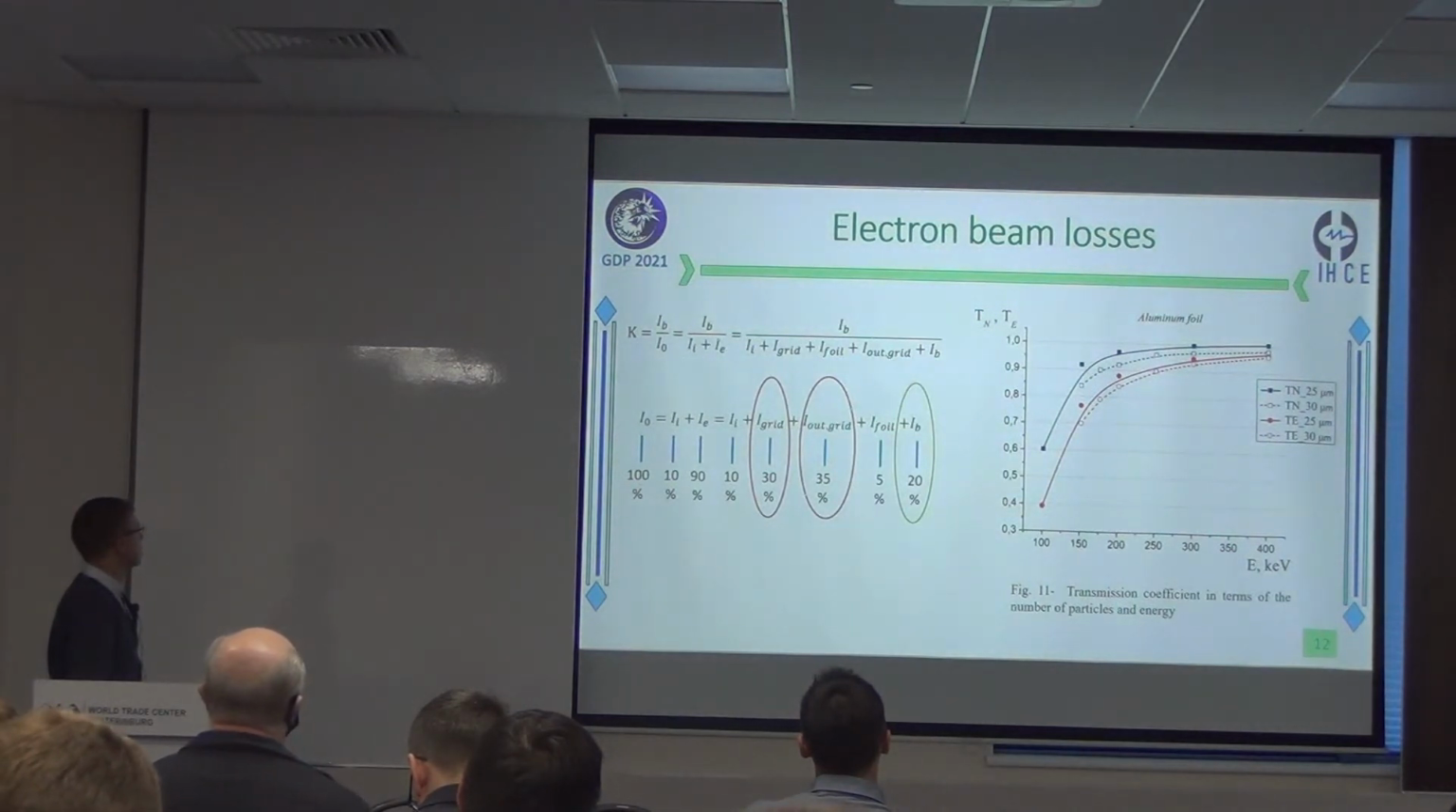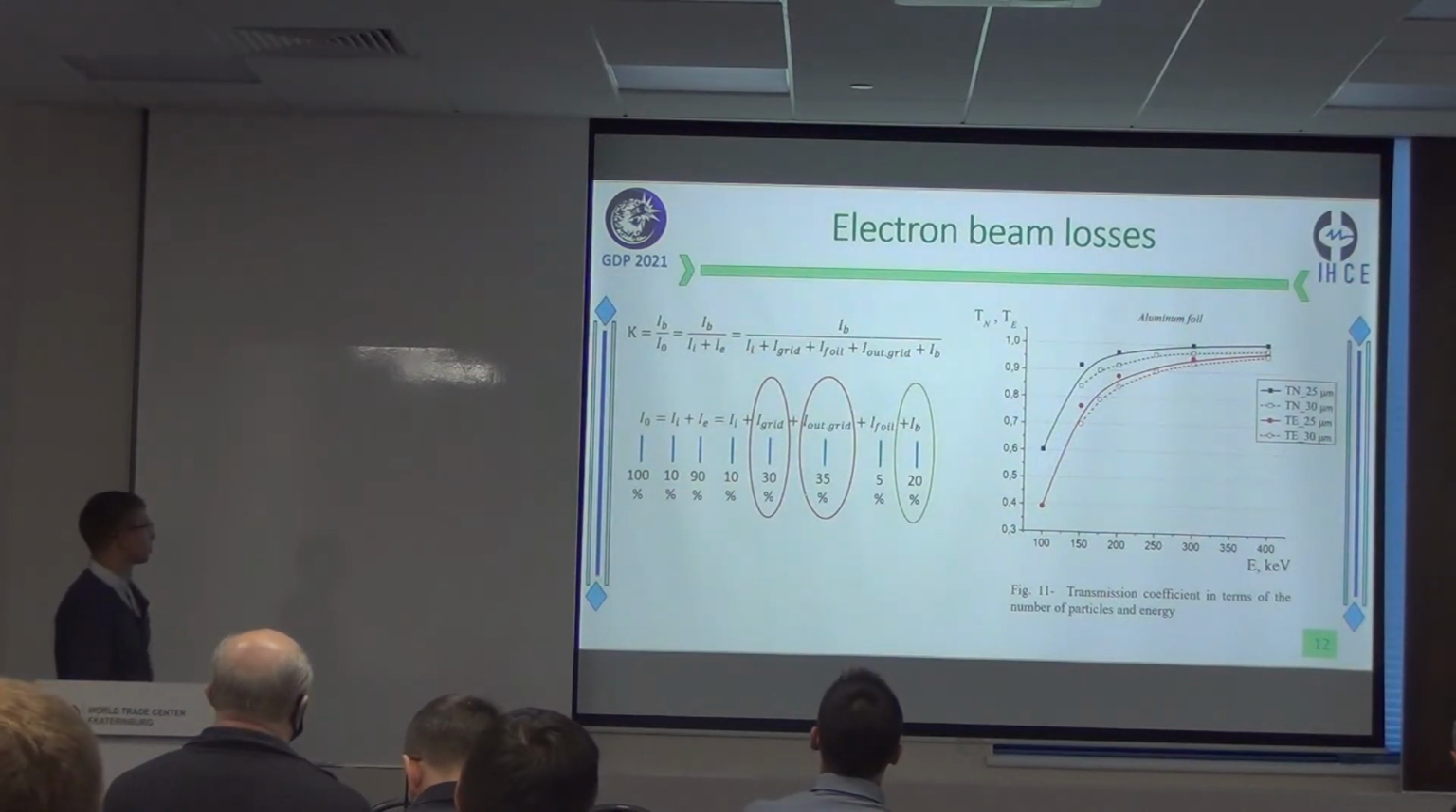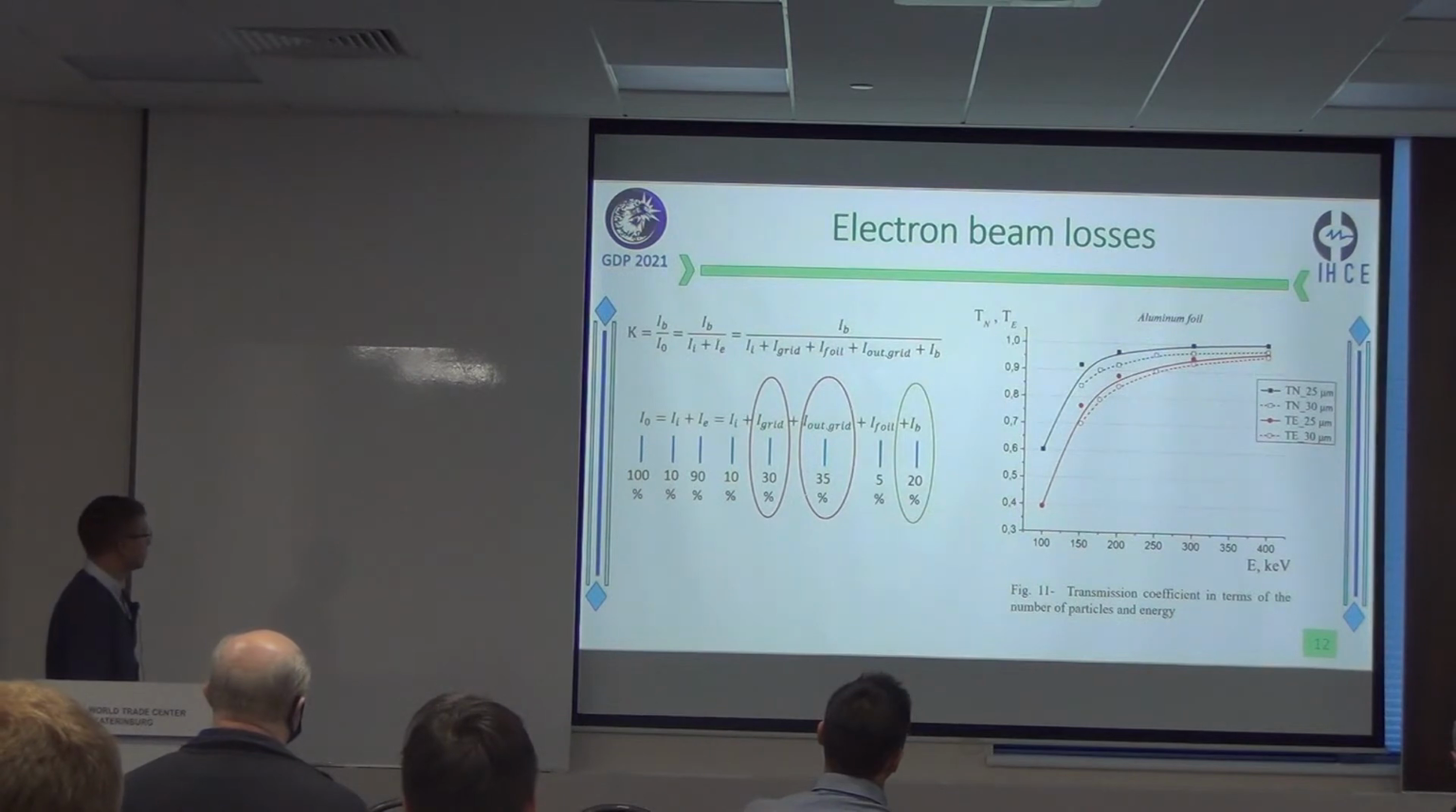The low value of the extraction coefficient is due to a lot of electron beam losses. These losses occur on the anode grid, on the output support grid, and on the output metal foil. As we can see, about 60% of the losses occur on the anode grid and output support grid.